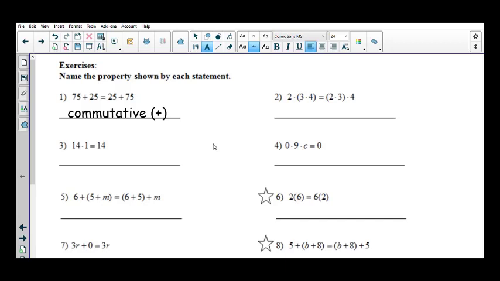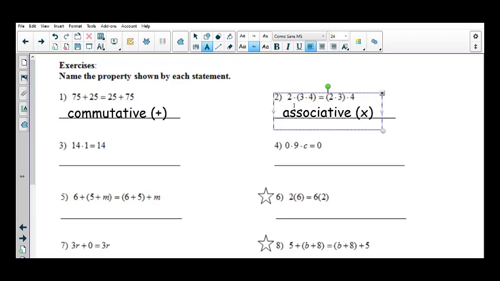Let's look at number 2. We've got 2 times (3 times 4) equals (2 times 3) times 4. All right, the order is the same, but the parentheses moved. What property is that? This happens to be the associative property of multiplication.